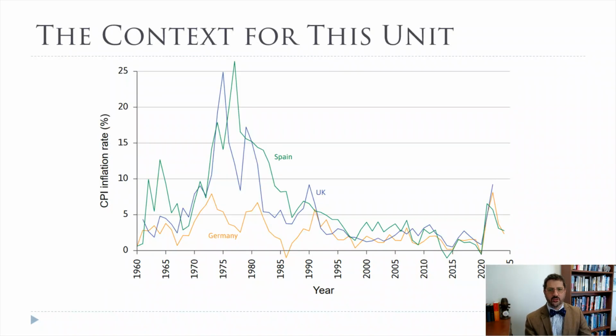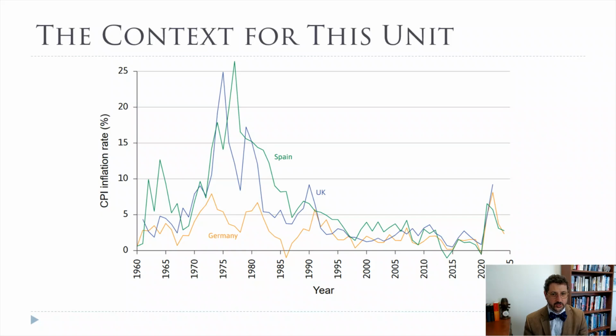All right, so if we think about what's motivating our discussion here, one of the motivations is the different inflation rates that have been experienced by different countries. We just saw the $100 trillion bill from Zimbabwe.